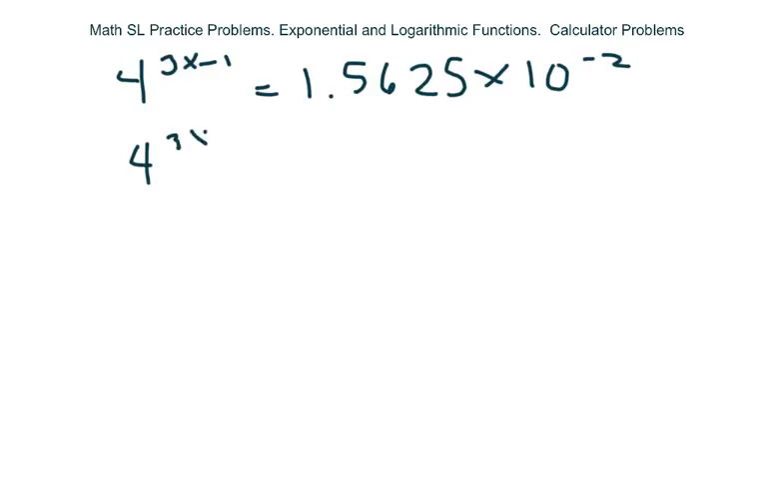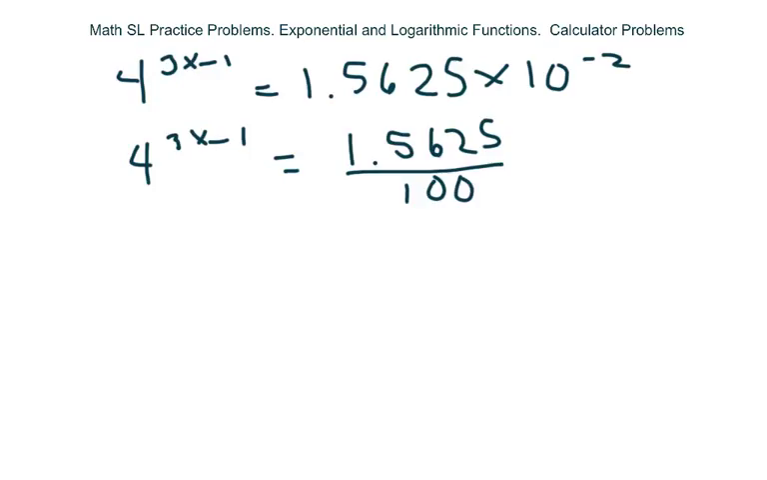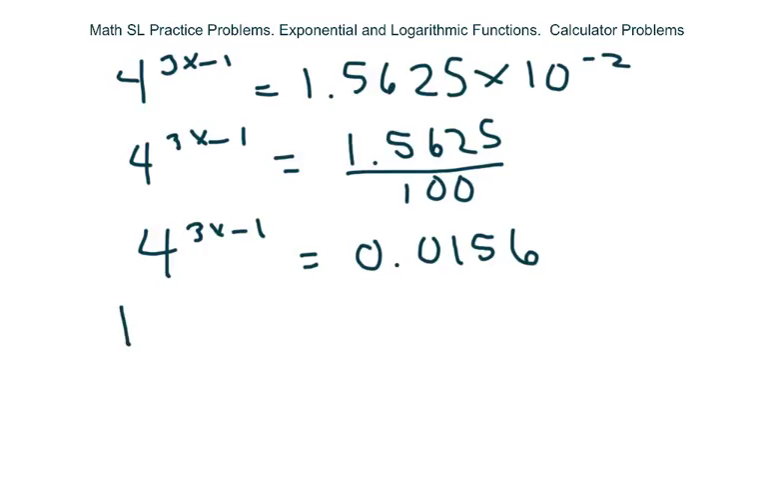I'm going to rewrite this over 100. And so basically, I got 4 to the 3x minus 1 equals 0.0156. Then I take the log of both sides. Or you can take ln, it doesn't matter.